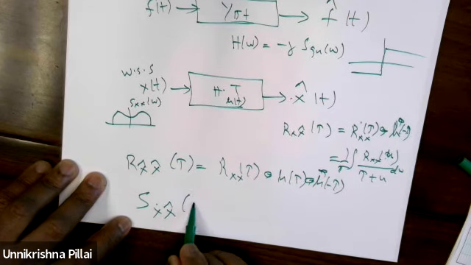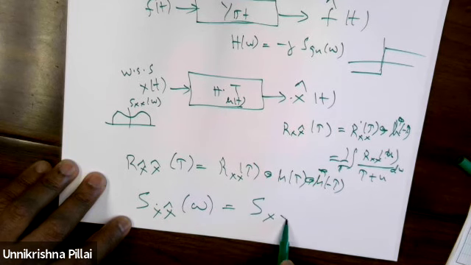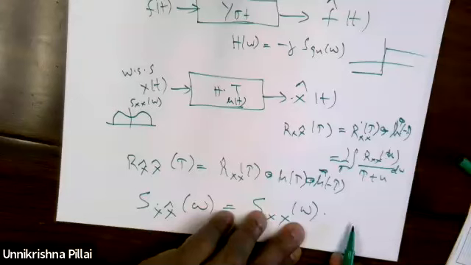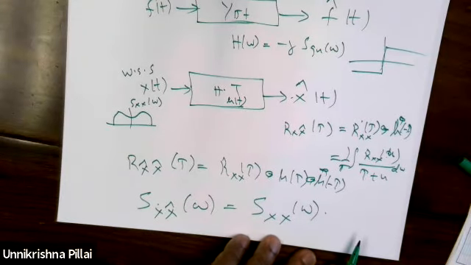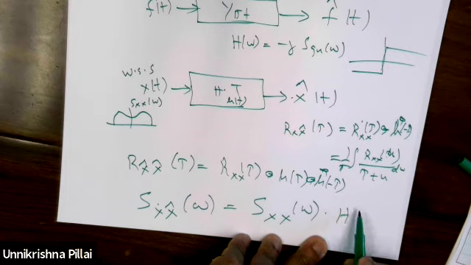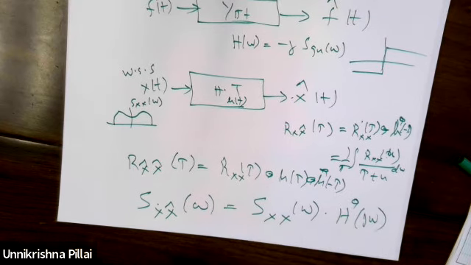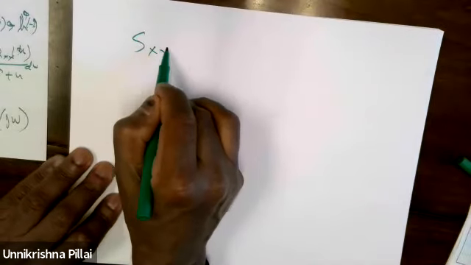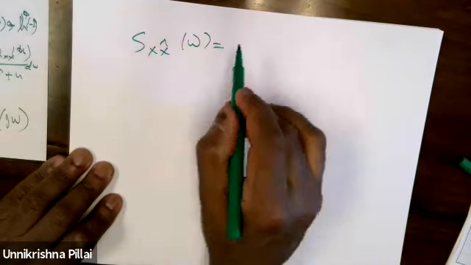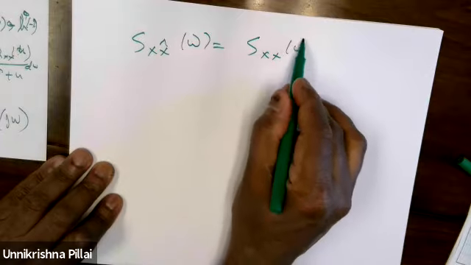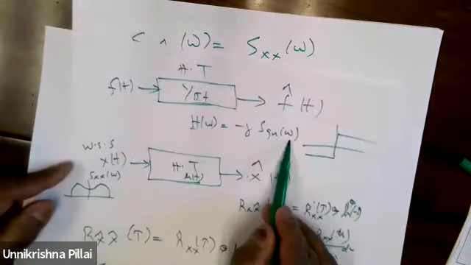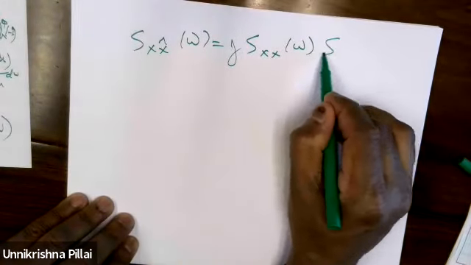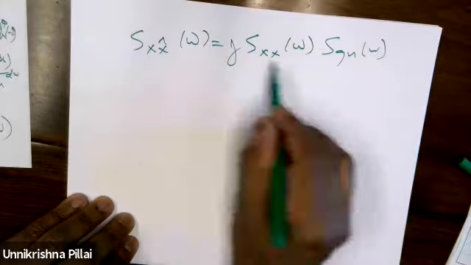So S X X hat omega is SXX omega multiplied by, what was it? H star of omega, right? So let me write it down in the next one. Yes, you need this, so I'm going to give you a problem to solve at home. Look at here, H omega is here. So H star omega will be j sine omega. So that's a complex thing.